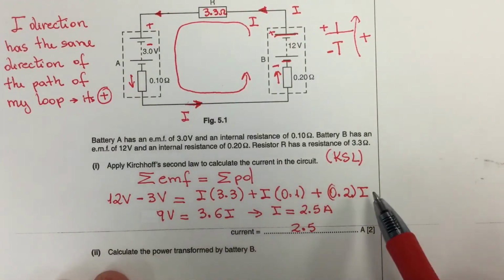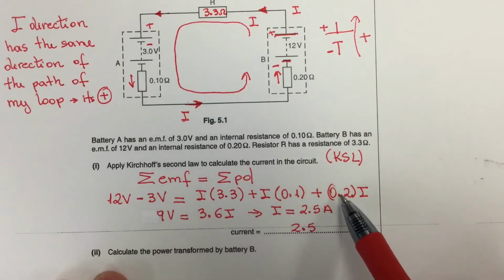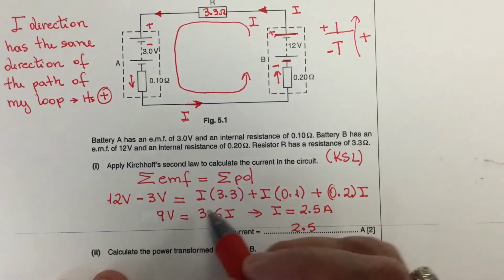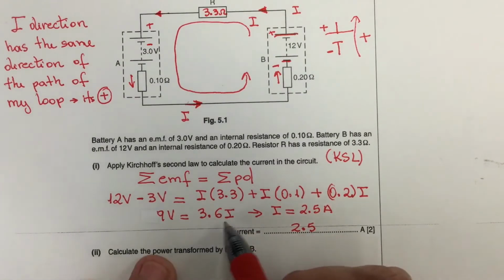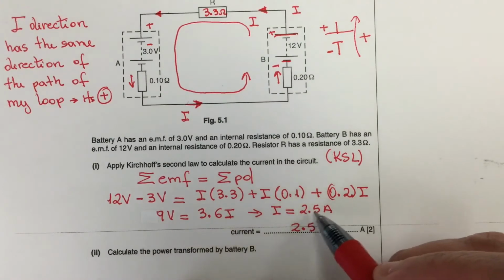Since the current is the same, we just need to add 3.3 plus 0.1 plus 0.2, which is 3.6. So the symbol for voltage, I is 9 volts divided by 3.6 ohms. So I have 2.5 amps.